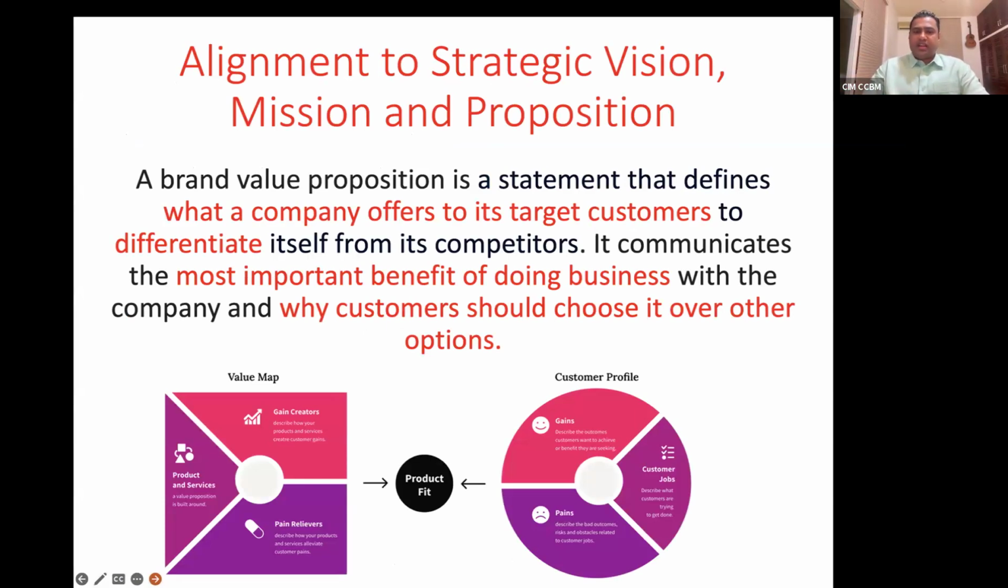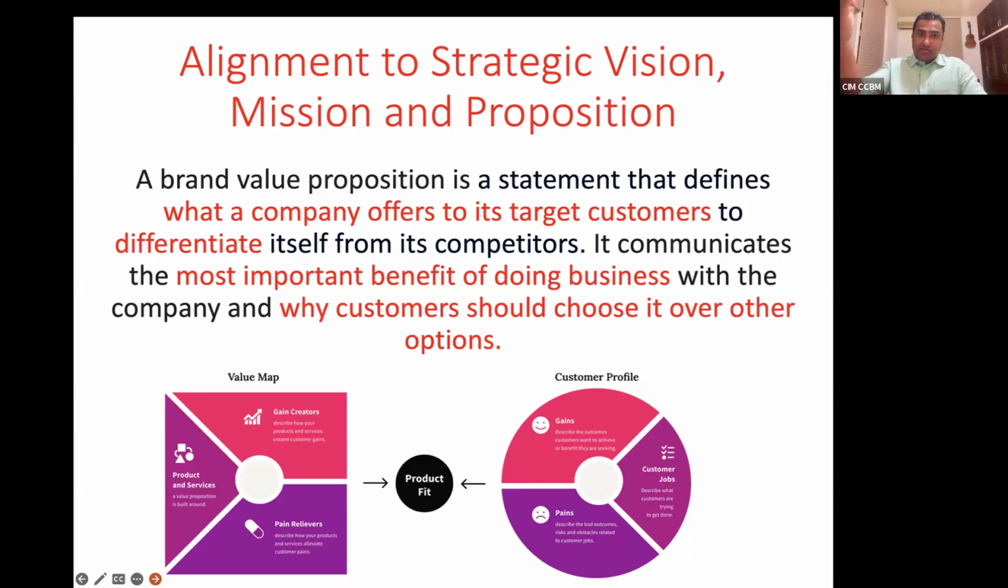The value proposition canvas. I hope you can remember. You have to find a fit between the value proposition that the company is configuring and the consumer's demand. You have to find that fit. So this is very, very important.